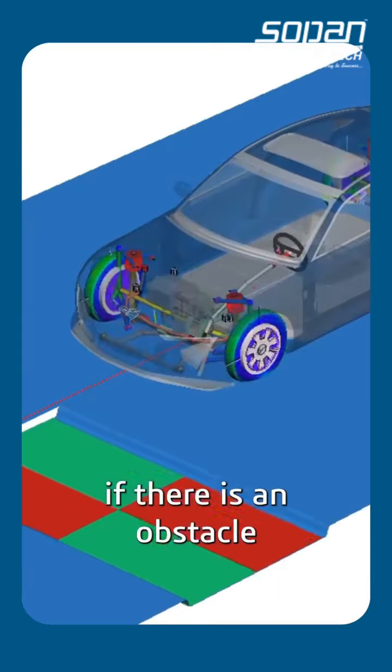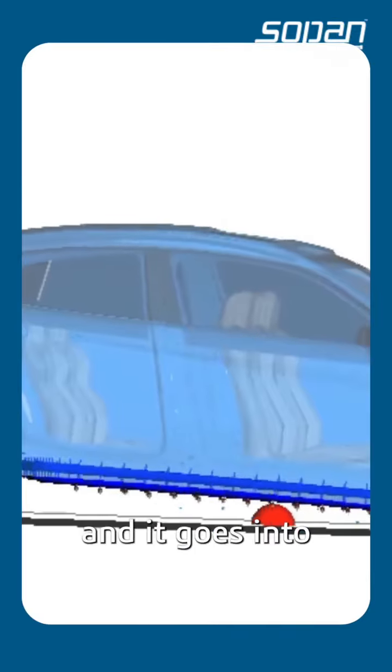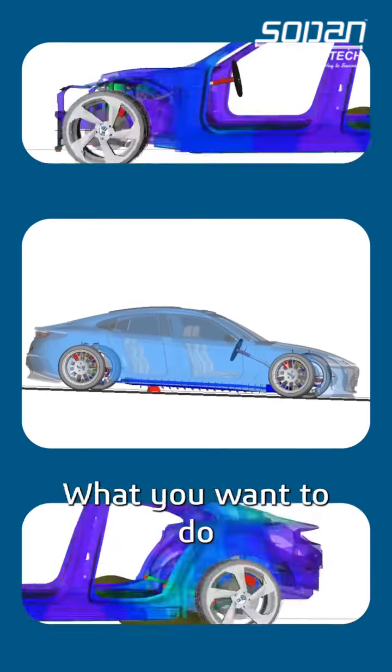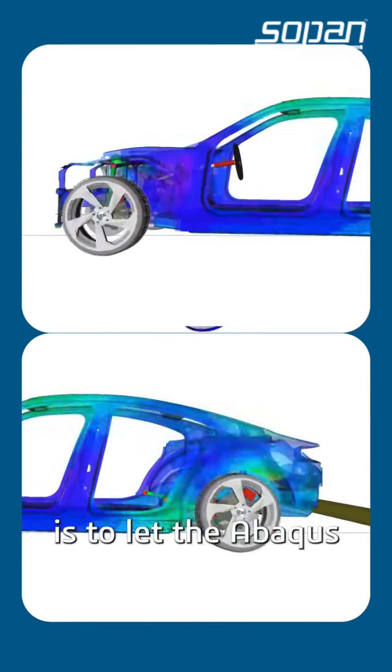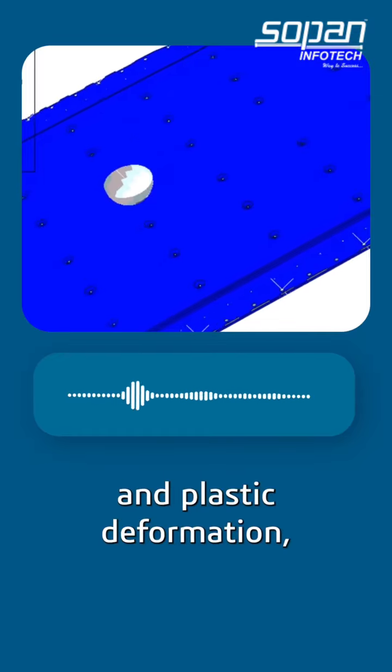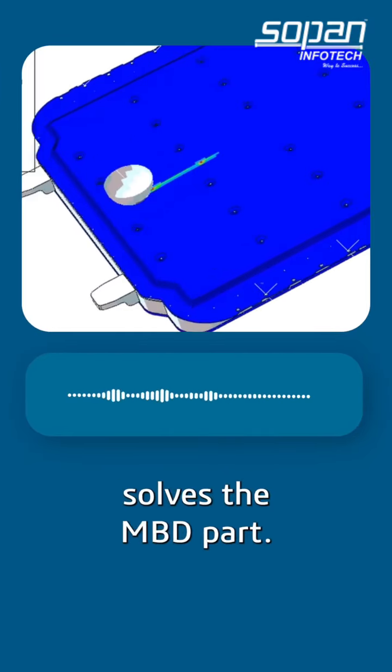during the co-simulation. If you consider an electric car which has got the battery pack underneath, and as you drive on a road, if there is an obstacle and that hits the bottom of the battery and it goes into some sort of plastic deformation, what you want to do is to let this Abaqus solver solve this contact and plastic deformation, while the Simpack solver solves the MBD part.